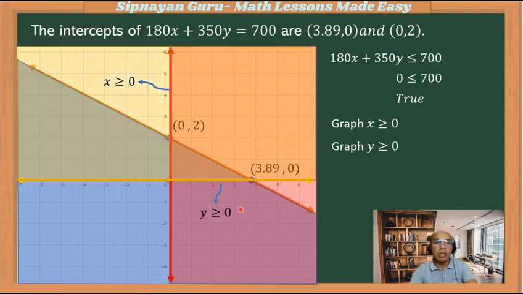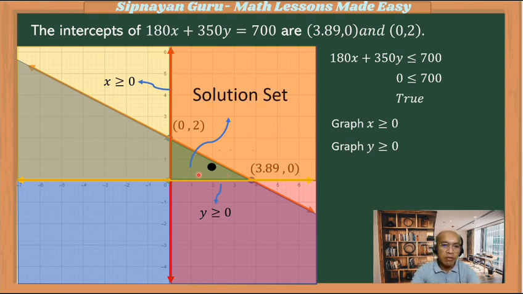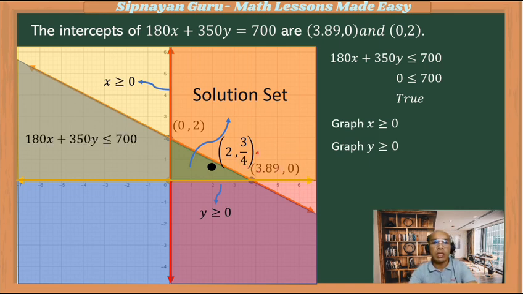So the region where these three graphs of the regions of the solution set overlap is the solution to the given system. So this is the solution set. Test a point that can be found in this region. So in this case, we will try 2 and 3/4. So we will apply it here.